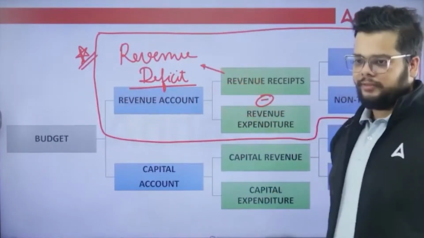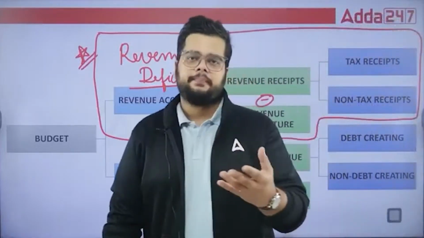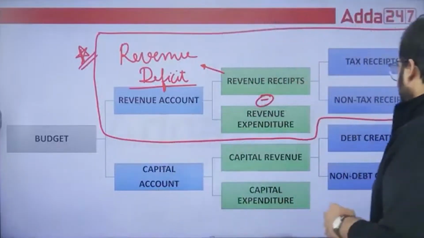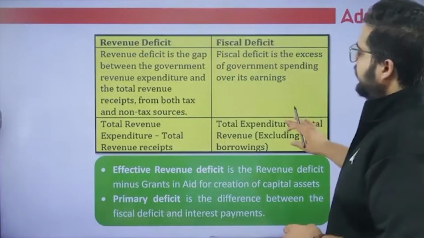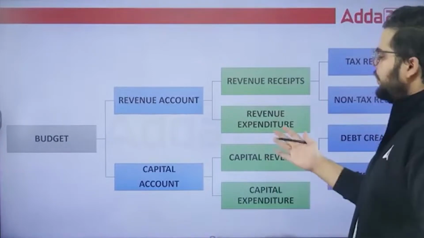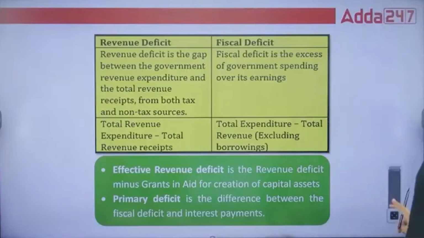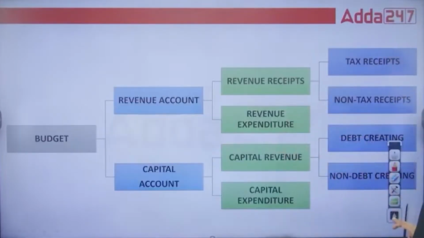Okay. So revenue receipts and expenditure will give you the revenue deficit. But since the capital account is an integral part of the entire union budget, we have a specific formula for that, which is the fiscal deficit. It is the overall excess of expenditure, if any, as compared to the revenue of the Government of India. The formula will be total expenditure minus total revenue excluding the borrowings.